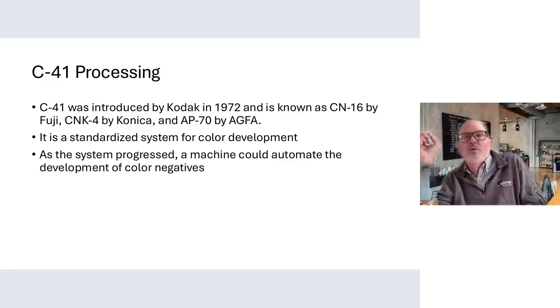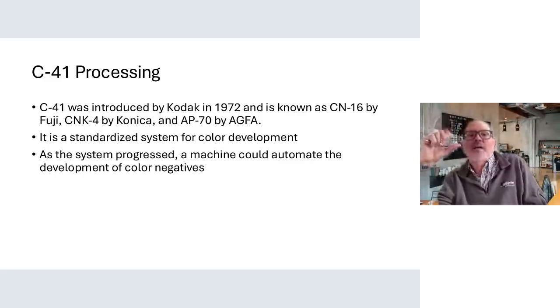And Kodak's cameras were inferior to those, usually like little box cameras or little portable, cheap family cameras, but they had great film. And so their C41 process was developed in 1972. Also along came CN16 by Fuji, which was the premier 35 millimeter Japanese company. And then Konica and Agfa were the European countries, the German companies. CNK4 by Konica and AP70 by Agfa, these were the German conglomerates, and that's what they called themselves.